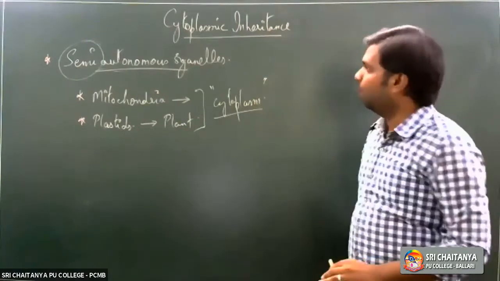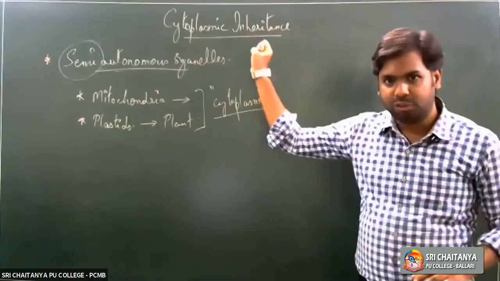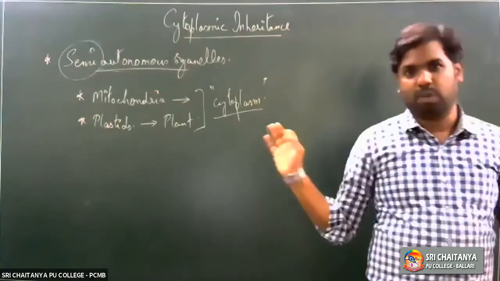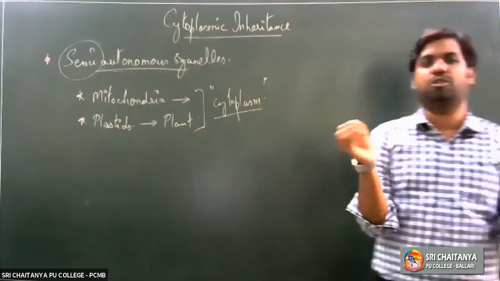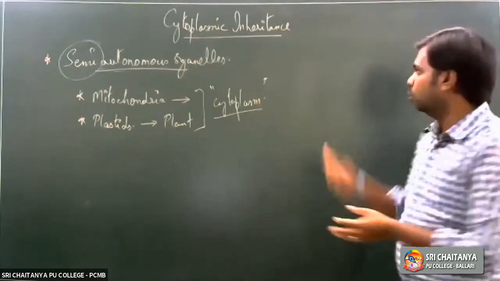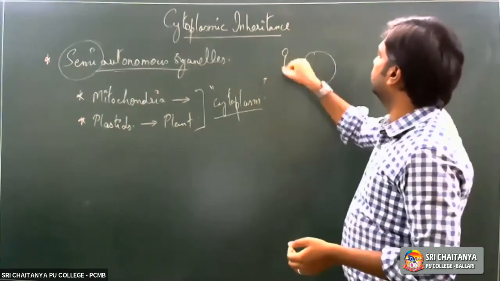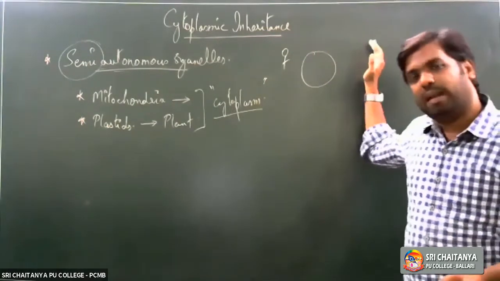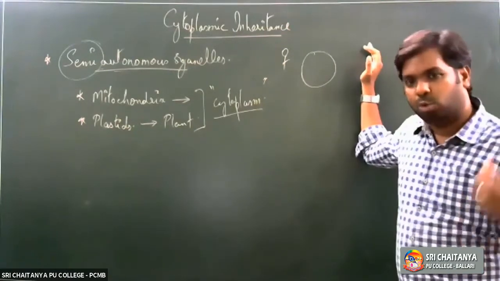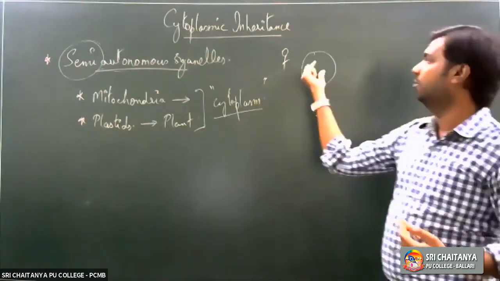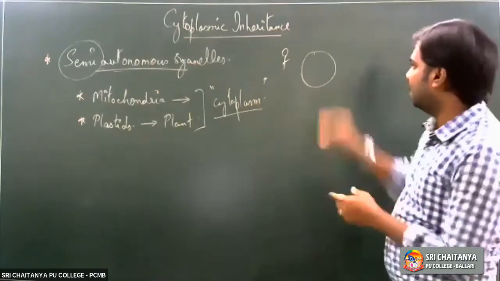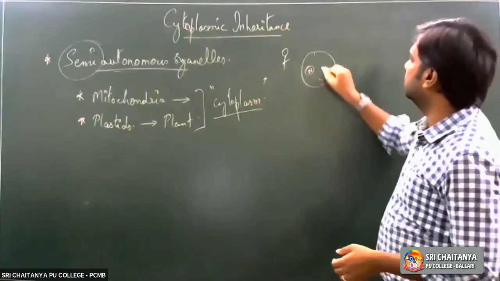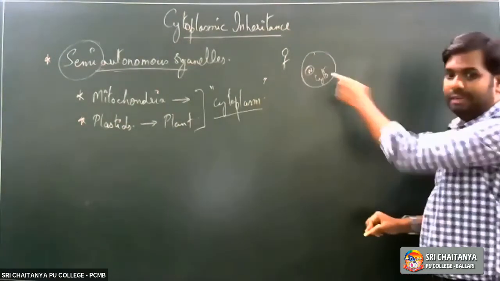Now, when we talk about cytoplasmic inheritance, let's get to the basics of the process of reproduction. I hope all are familiar with reproduction, especially fertilization. So we have the female gamete here. We have the germinal cells: diploid germinal cells undergo gametogenesis to form haploid gametes. This female gamete has the nucleus, and along with that, the cytoplasm is also present here.